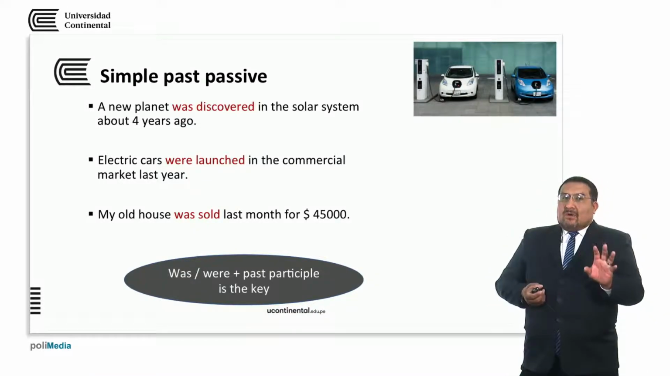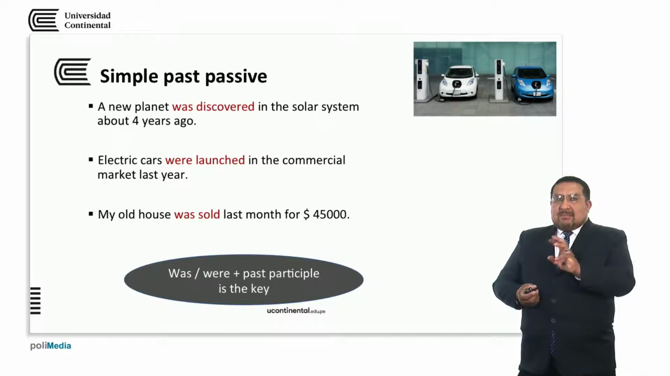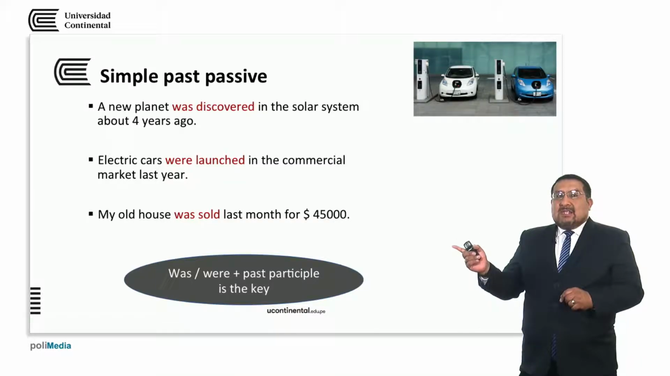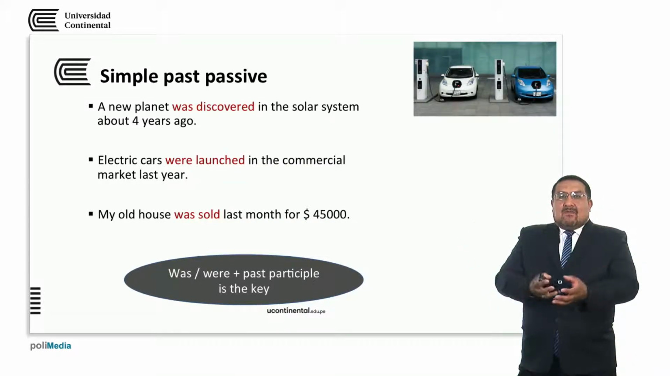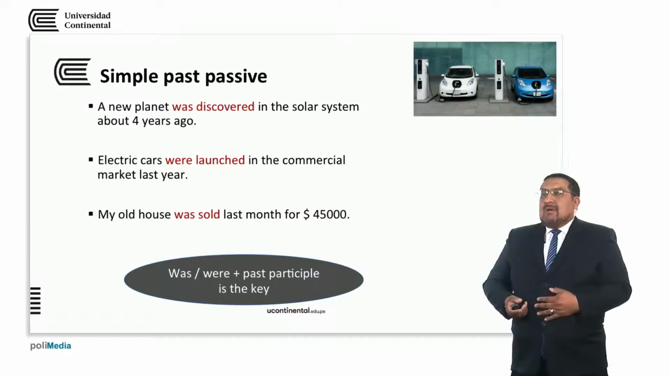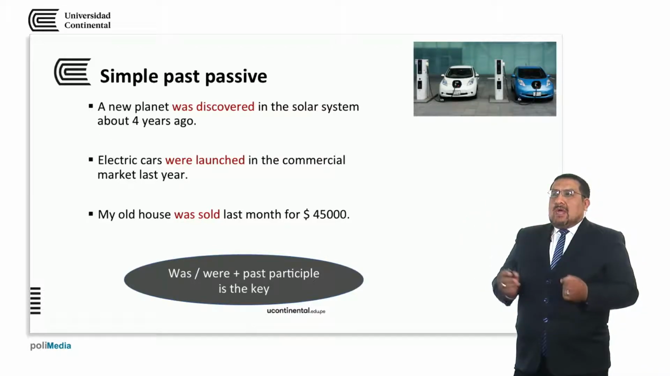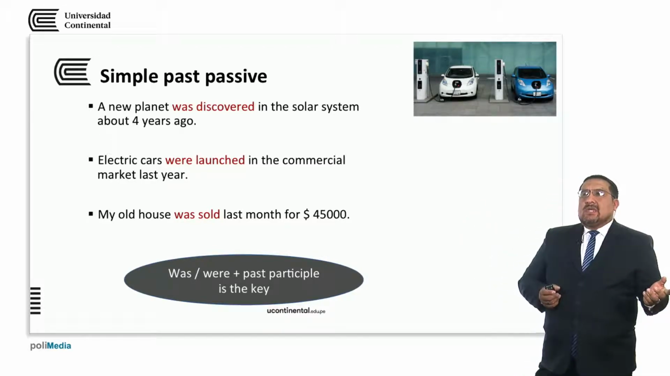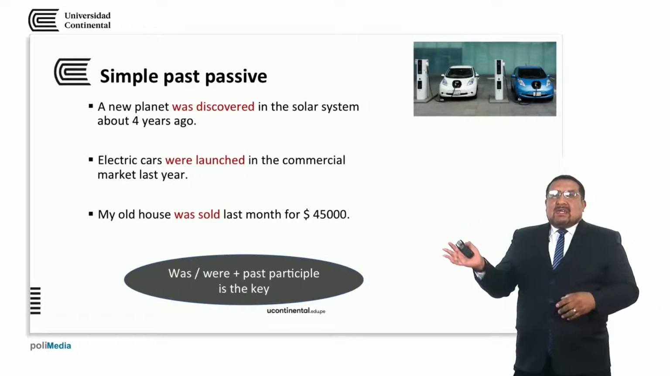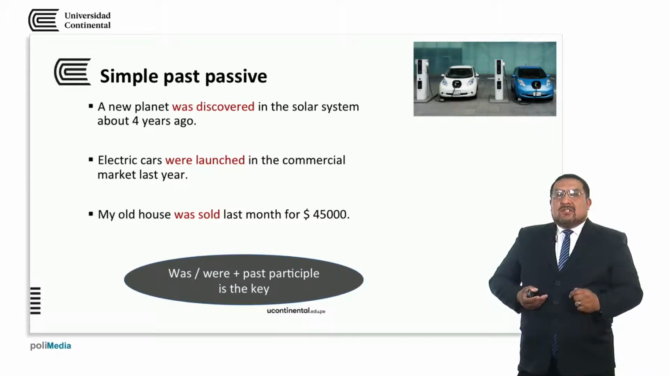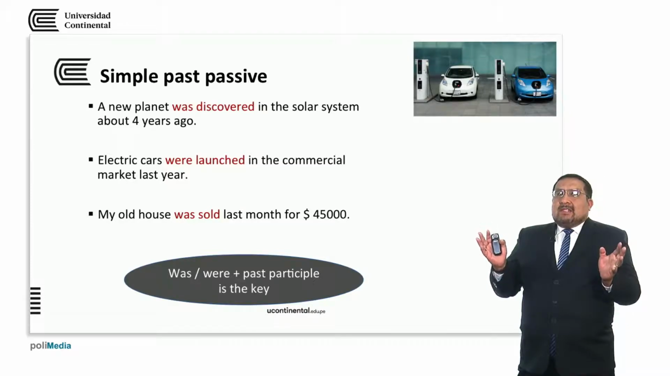We are going to remember first how to form the simple past passive. The passive voice has this characteristic. For the simple past, we use was or were plus the verb in the past participle form. That is the key. You see the first example. A new planet was discovered in the solar system about 4 years ago. It means somebody, probably the scientists, probably the scientific community, probably one person with his or her telescope discovered a planet. But I don't want to mention the person. I want to mention the new planet.